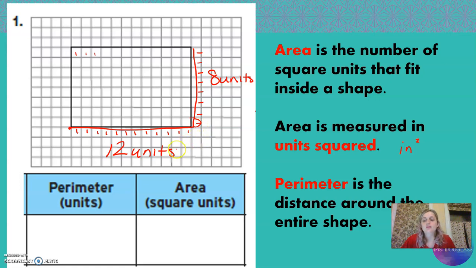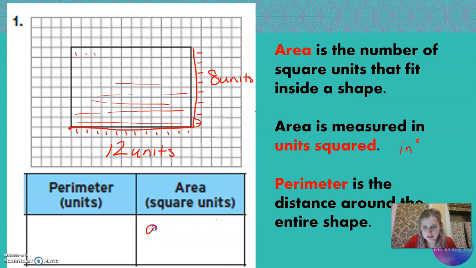Okay, so the faster way, other than counting individual squares inside this entire shape to find the area, is to multiply them. Because what we really have is 8 rows of 12. Here's 12, here's another 12, here's another 12, and another 12, all the way up to the top of the shape. Now you can add those, 12 plus 12 plus 12, 8 times, but really that's multiplication. So we're going to say 12 times 8. 12 times 8 is 96.